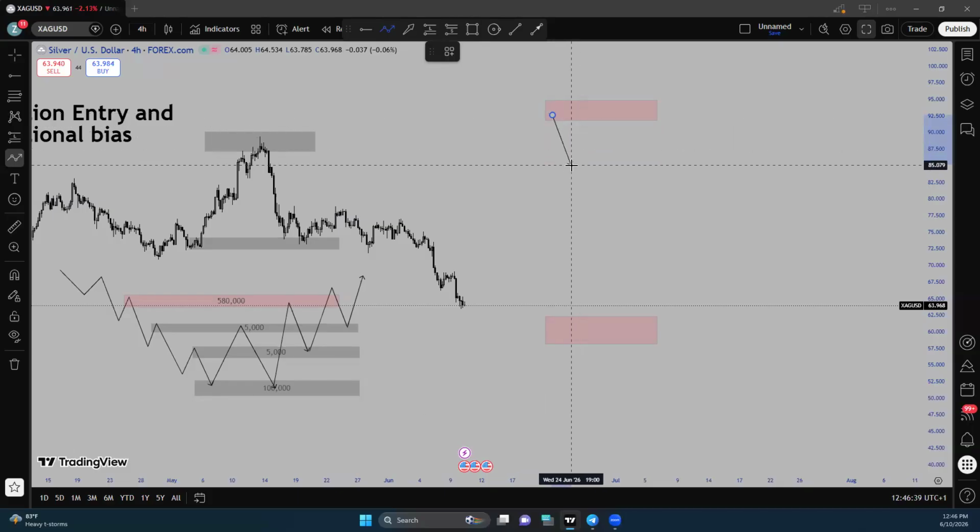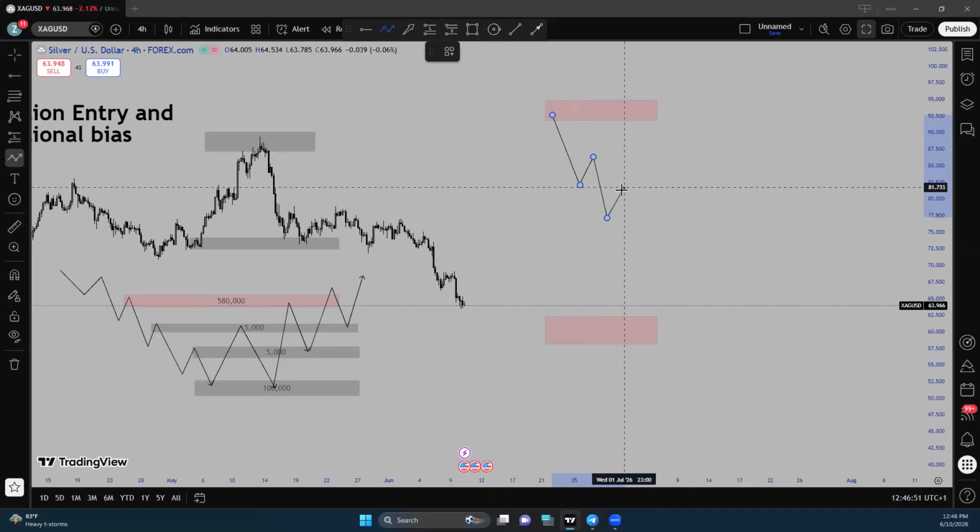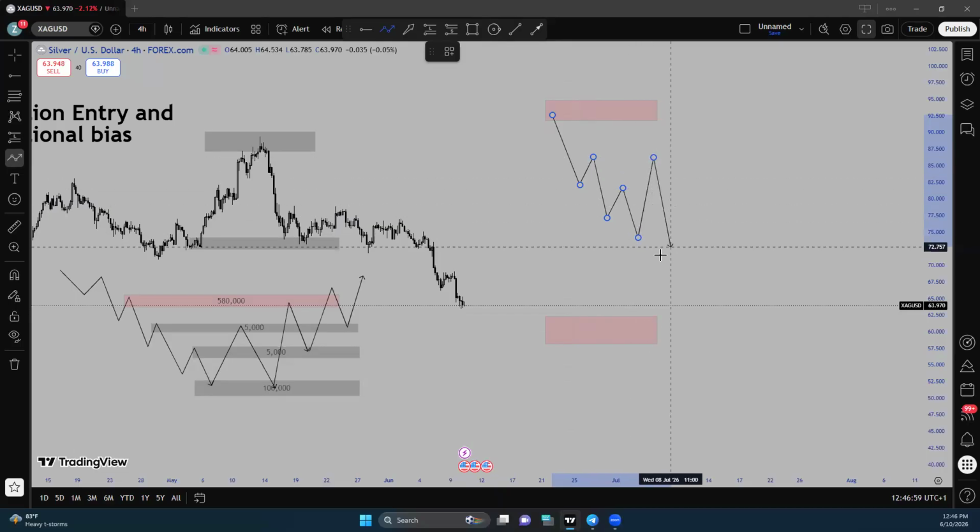So I said there are only two zones where we expect to have a market structure shift: either at the demand zone or support level, or at the supply zone or resistance level. Any market structure shift we have inside this range, we don't consider it a market structure shift. It's just an internal structure shift. And it happens when the market needs liquidity to continue selling down.